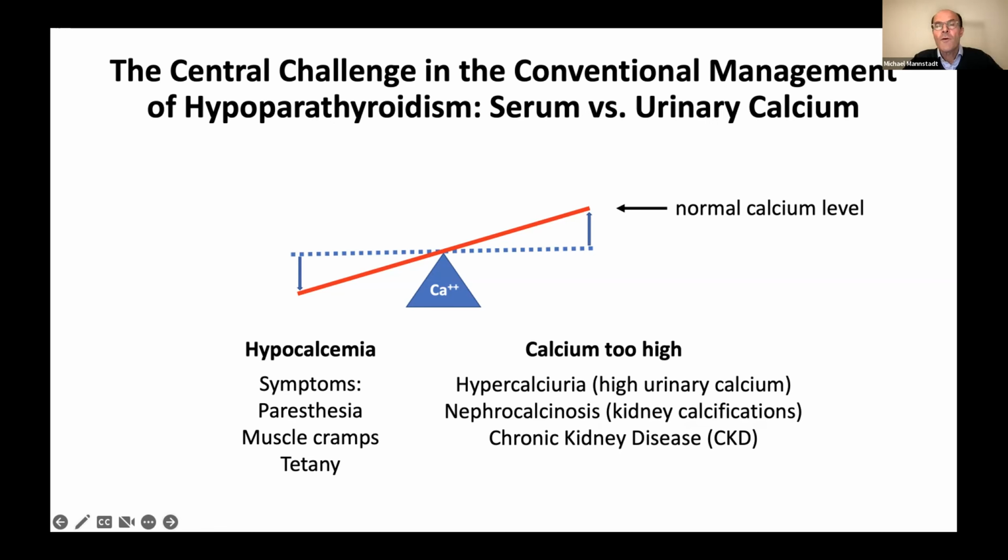So therefore, we have to go lower with the serum calcium, right? So patients with hypoparathyroidism on conventional therapy should avoid normal calcium levels. Rather, we should aim for a low to low normal serum calcium. But then the problem is, if it's too low, there are symptoms. And you know about the symptoms: paresthesia, muscle cramps, tetany, tingling, while sometimes they can be mild and okay, other times it's just you cannot go on with your normal life.